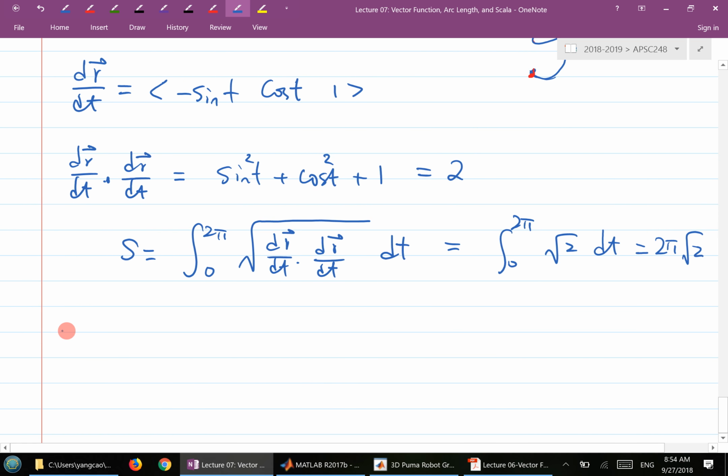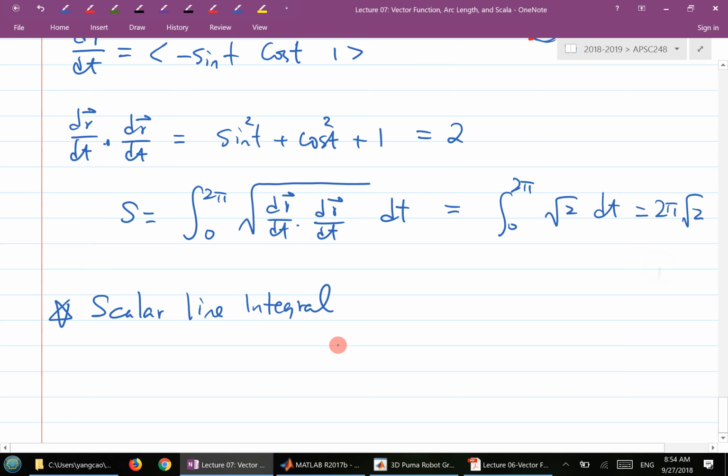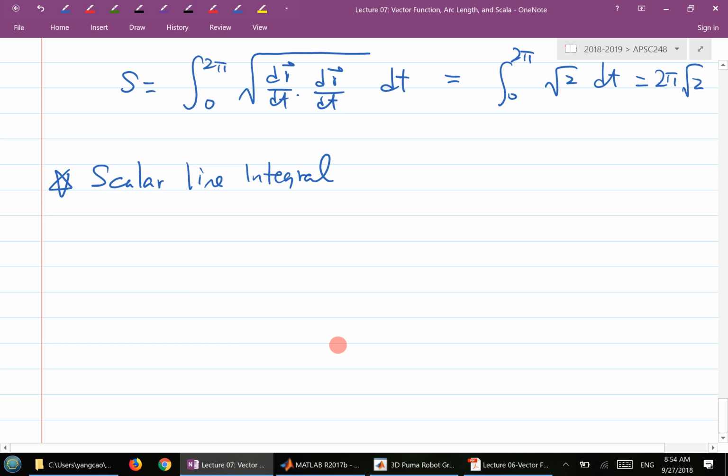Okay, so now let's take a look at the next one: scalar line integral. Let me lay down the question first. Basically, what kind of application are we looking at for this so-called scalar line integral? I'll start with a very simple application which you have actually learned in the first year. Let's say I have a piece of wire given here.